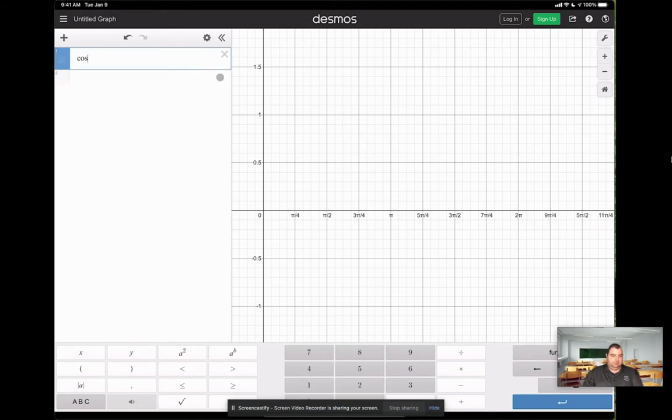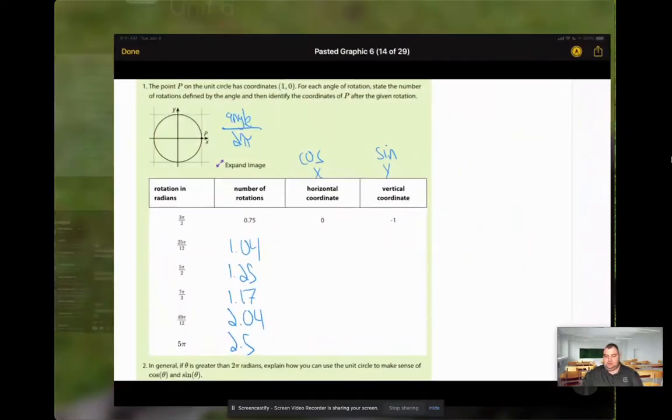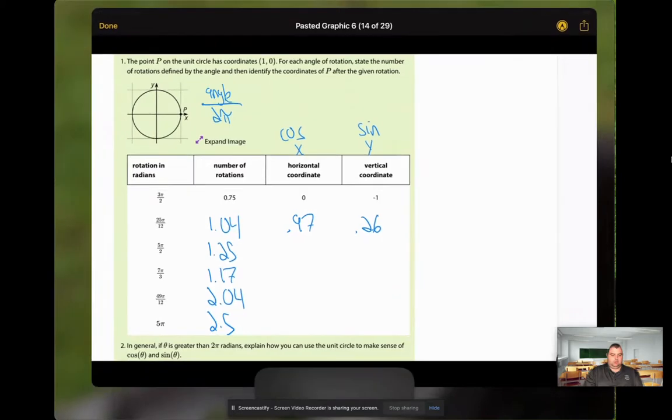So if we first want to do cosine of 25 pi over 12, and then we want to do sine of 25 pi over 12. So that will be 0.97 and 0.26. Okay. 5 pi over 2.